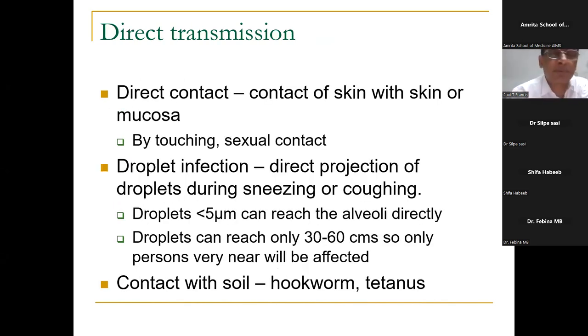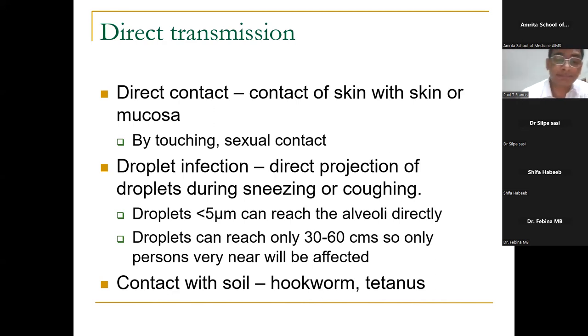Now let us look at the direct transmission. I'm sure all of you are familiar with this and there is nothing new about it. Only thing is we may not be using these terms very often on a regular basis. So this will refresh your memory. Direct contact is with skin or mucosa by touching, and all sexually transmitted diseases are by direct contact. Then you have droplet infection, the direct projection of droplets during sneezing or coughing. You sneeze or cough, and the small invisible droplets land on the other person's body or in the respiratory system, nose or mouth, and can cause a disease. Droplets less than 5 microns can reach the alveoli directly. Droplets can reach only 60 centimeters, so only persons very near will be affected. So if you keep a distance from the person who is coughing or sneezing, you are not at risk of directly getting infected by that patient.